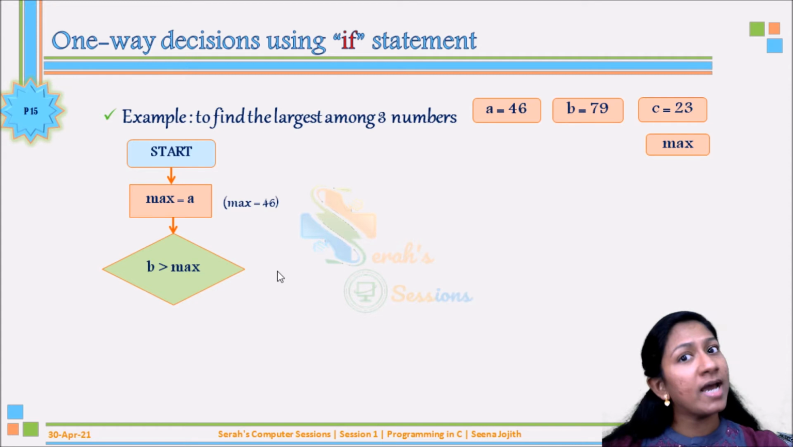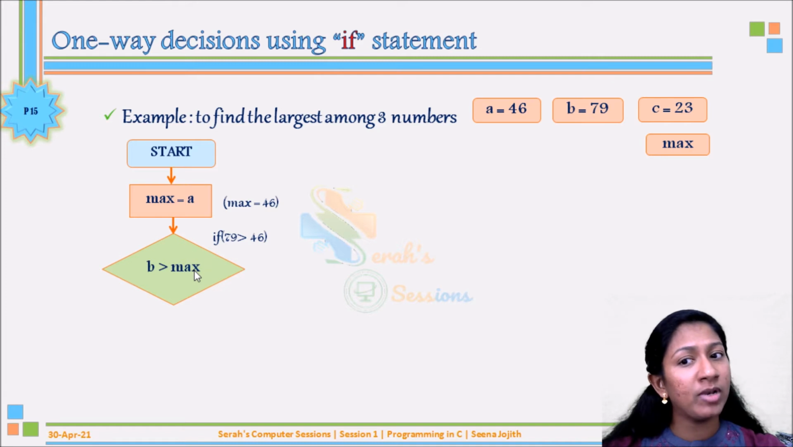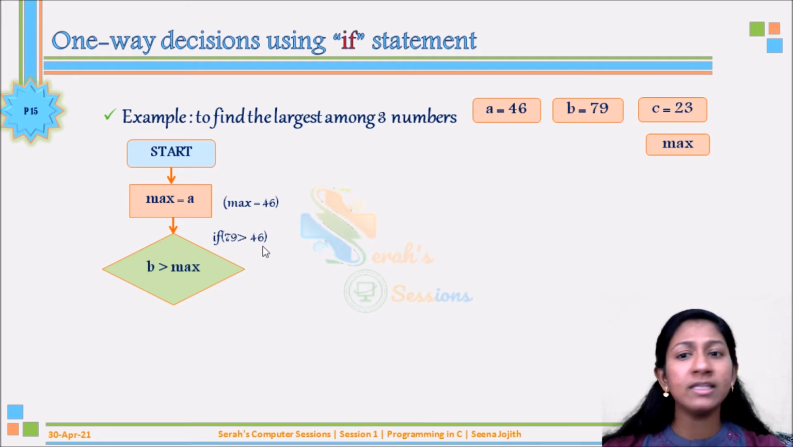As of now, the current largest number is 46. Now we'll check the value of B. B is 79, you can see here. So we are going to check whether B is greater than the value stored in the max variable. What is stored in max? It is 46, right? So we are checking if 79 is greater than 46. Is it greater than 46?